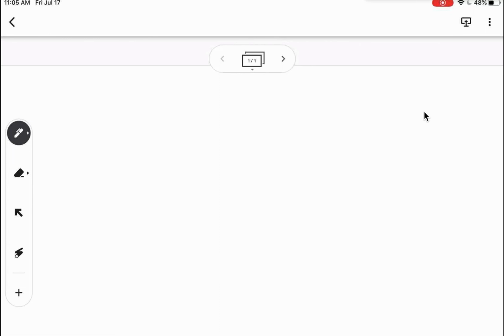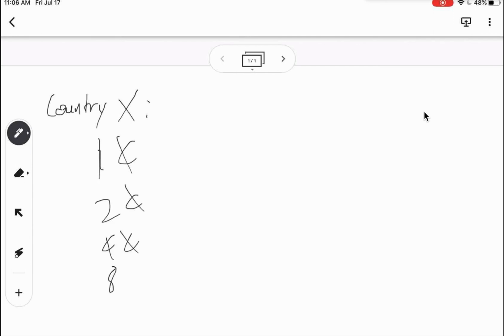I guess this is kind of a fun example as well. So in this country, let's call it country X, you only have coins that are of size powers of 2. So you have a 1-cent coin, a 2-cent coin, a 4-cent coin, an 8-cent coin, all the way on to infinity, right?